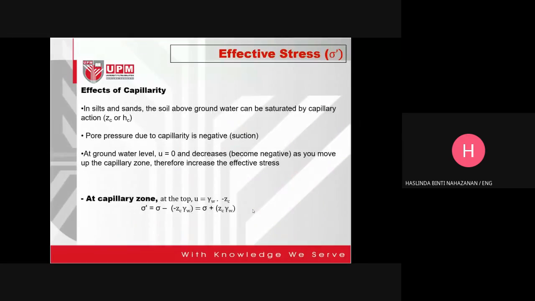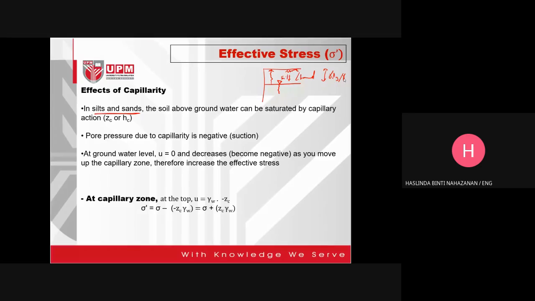Okay. So then we have what we call effects of capillarity. If you have silt and sands, the soil above groundwater sometimes can be saturated by capillary action. Let's say this is your ground surface, here is silt or sand, and you have the water table somewhere here. Sometimes the silt and sand can be saturated where the water is coming up to here due to effects of capillarity. Before this, we said that this level is either dry or bulk unit weight, right?